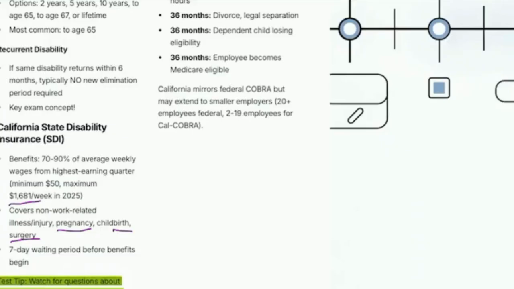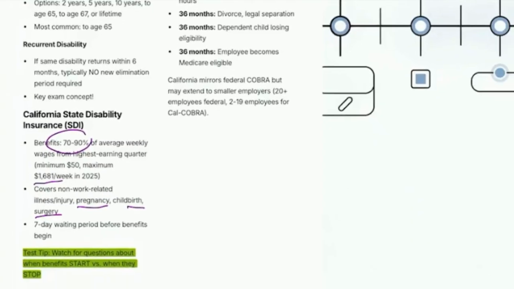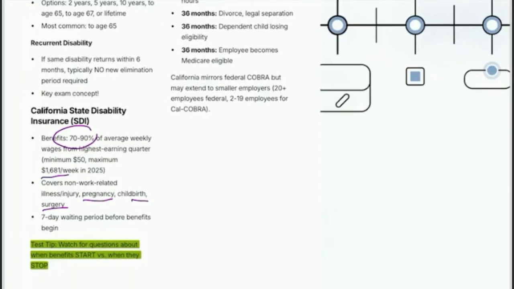The numbers are 70 to 90%. It is going to kind of depend on what your position was, what the disability is. That's up to them. Maximum benefit 1681, and it covers illness, injury, pregnancy, childbirth, and surgery. And there is a 7-day waiting period before the benefits begin. Now, this is California state disability, so the state SDI.